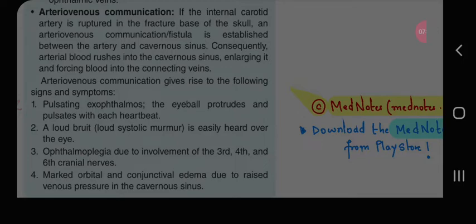Arteriovenous communication gives rise to the following signs and symptoms: pulsating exophthalmos, where the eyeball protrudes and pulsates with each heartbeat. A loud bruit, a loud systolic murmur, is easily heard over the eye. Ophthalmoplegia due to involvement of the third, fourth, and sixth cranial nerves. Marked orbital and conjunctival edema due to raised pressure in the cavernous sinus.